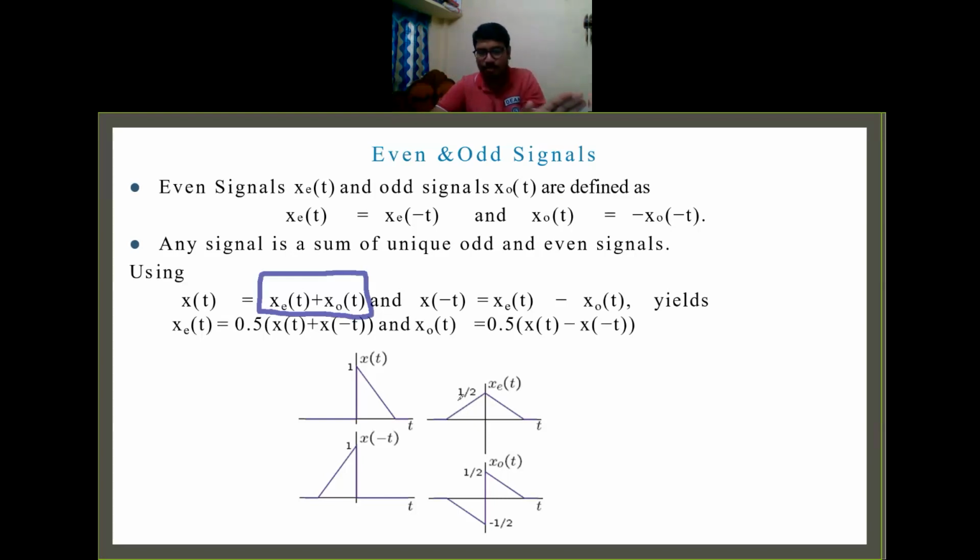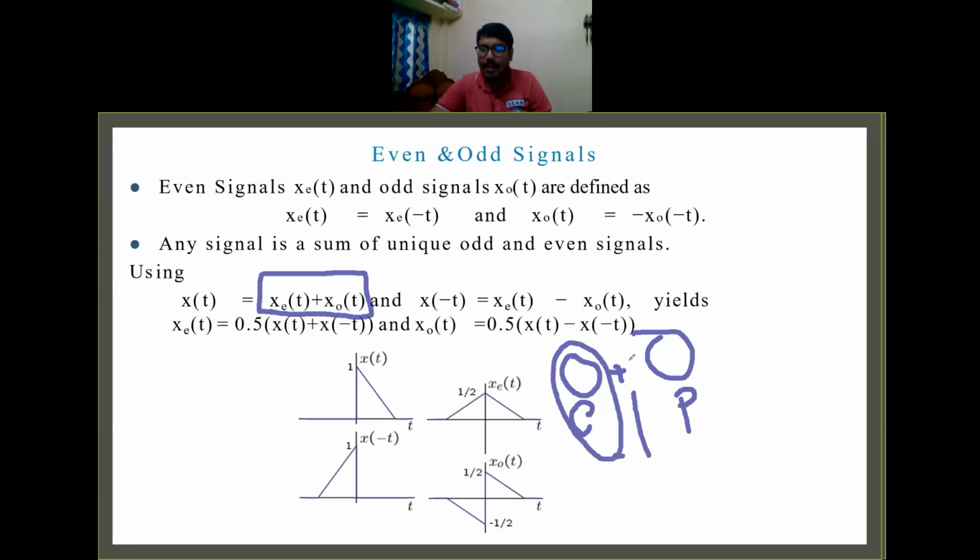I am not saying that. What I want to convey is that every signal can be written as a sum of even part plus odd part. Every signal can be represented as a combination of odd and even. So every signal internally consists of an even part and an odd part. It is a summation of both. That is a straight statement.